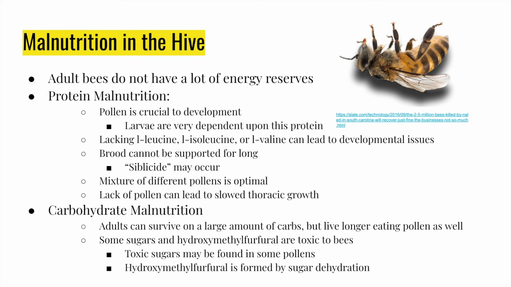Lack of pollen can lead to slowed thoracic growth, which makes the bees smaller and impacts their wing development and foraging later in life. Carbohydrate malnutrition is also bad, but not as much as protein. Adults can survive for a long time with carbs, but live longer when they're eating pollen for protein as well. Some sugars and hydroxymethylfurfural are toxic to bees. The hydroxymethylfurfural is formed by some sugar dehydration and can appear in their honey.